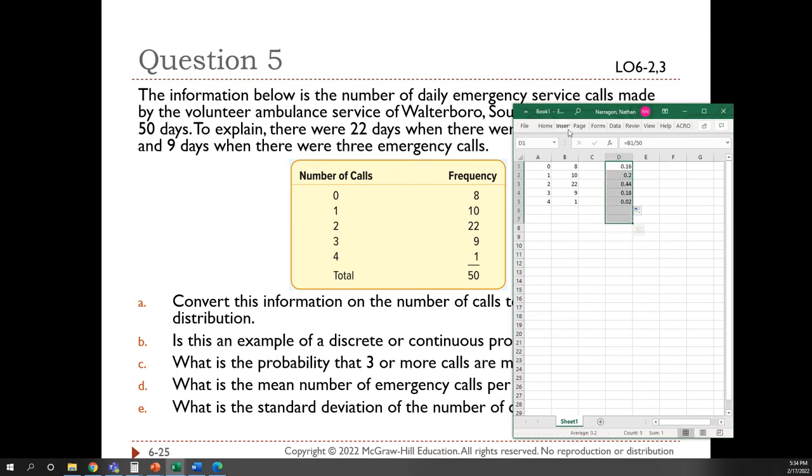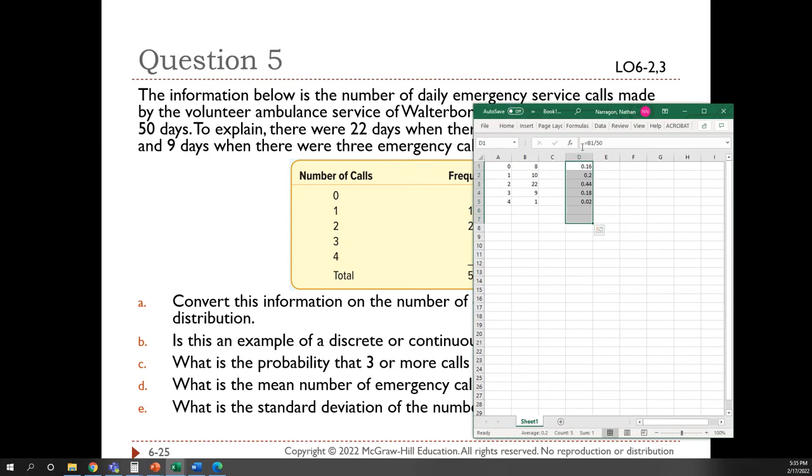And again, you gotta verify. We're going to go ahead and do an auto sum. Yeah, make sure it is 1. Okay, so that is our probability.